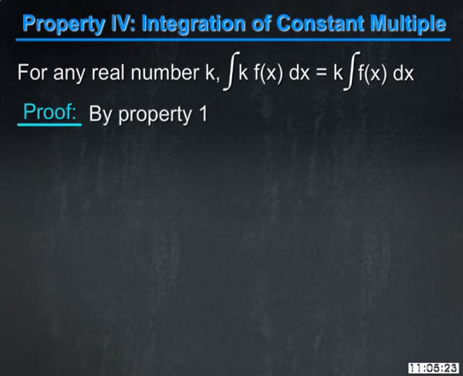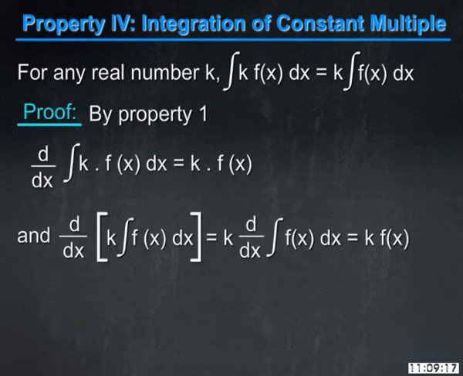By property number 1, derivative of integral of k into f of x with respect to x is equal to k into f of x, and derivative of k into integral of f of x with respect to x is equal to k into derivative of integral of f of x with respect to x, which is equal to k into f of x. As derivative of integral of f of x with respect to x is equal to f of x.